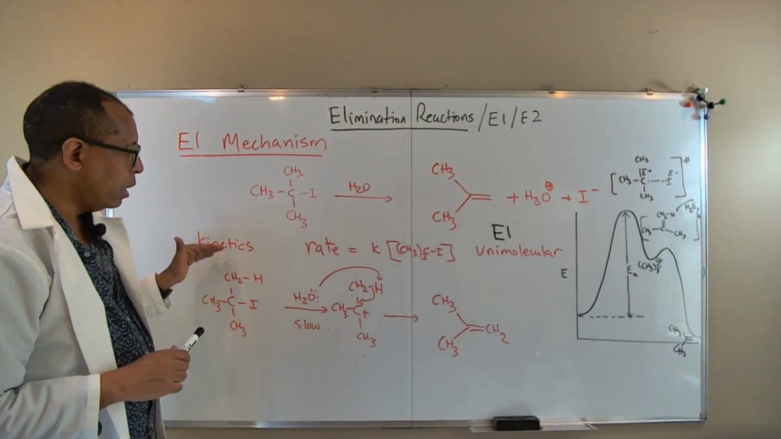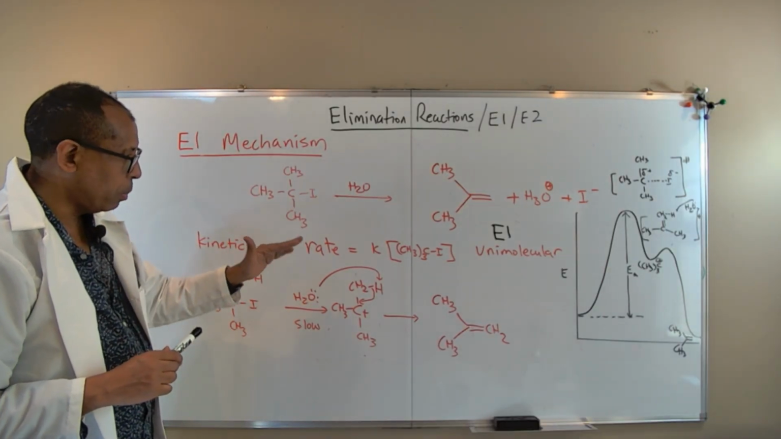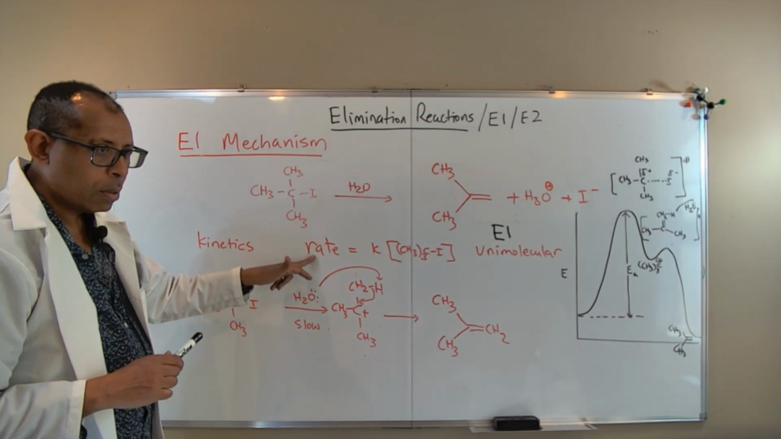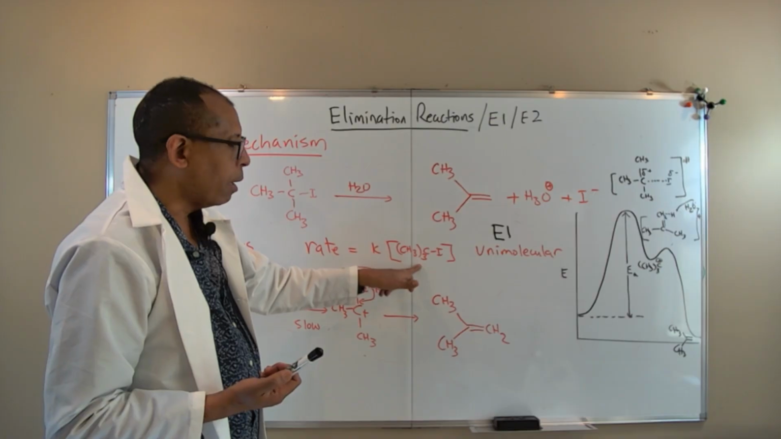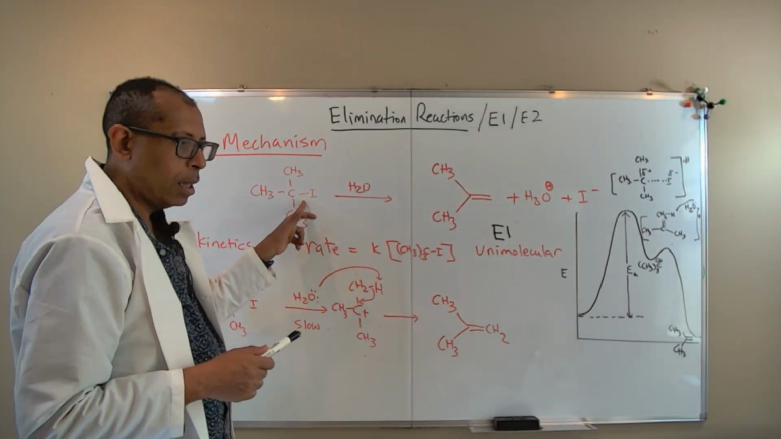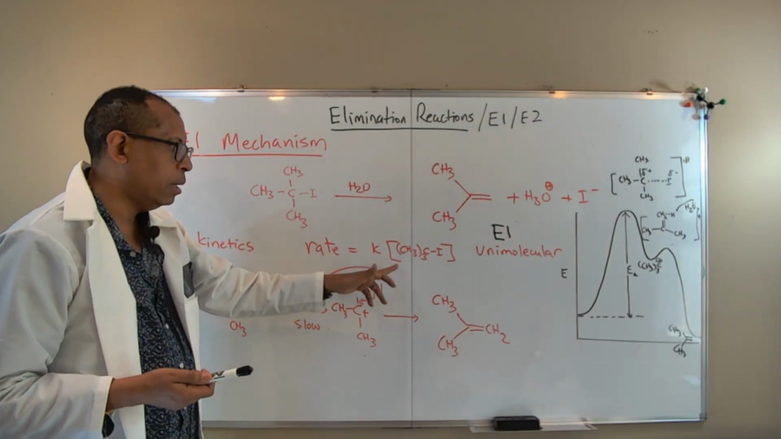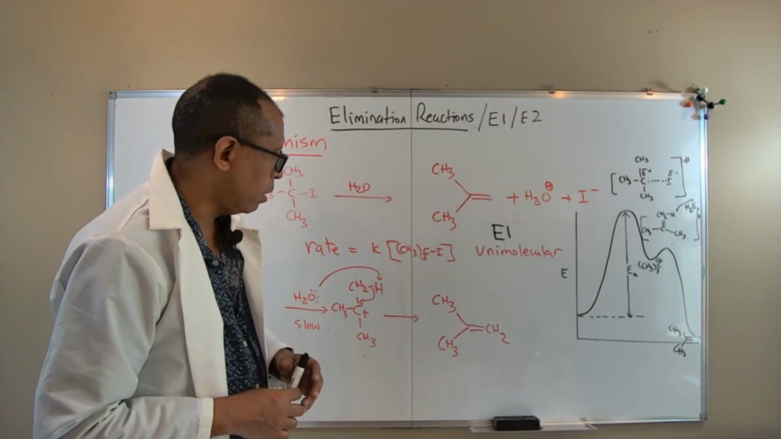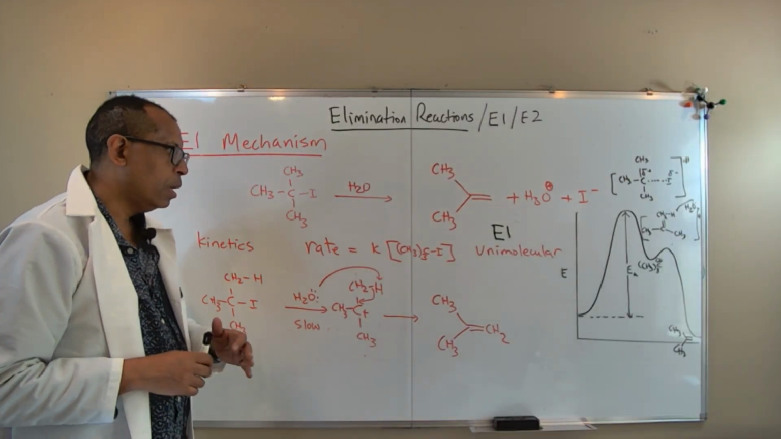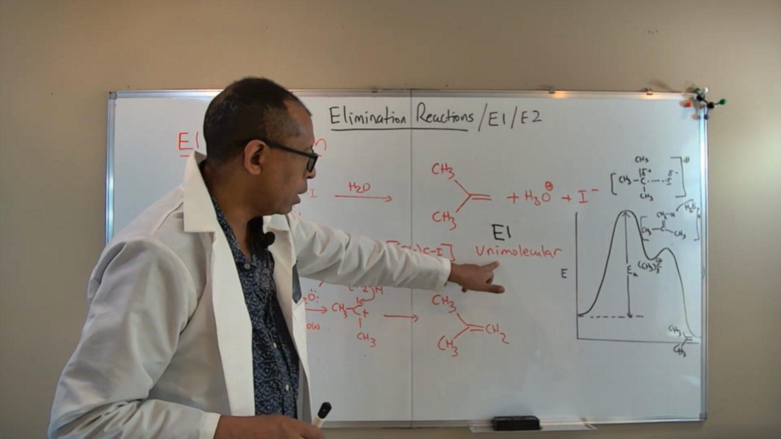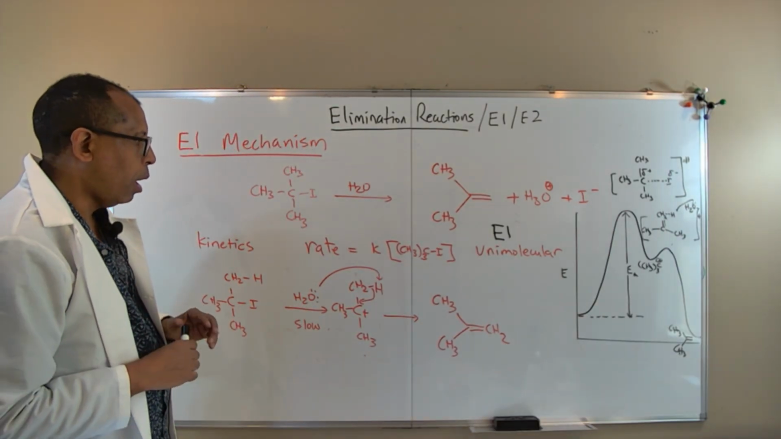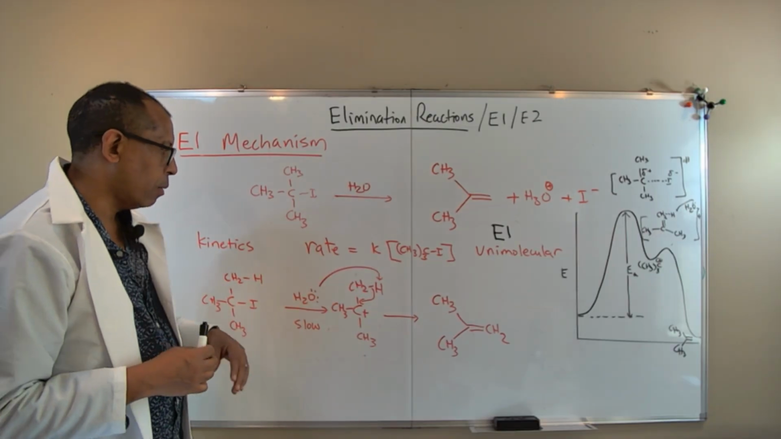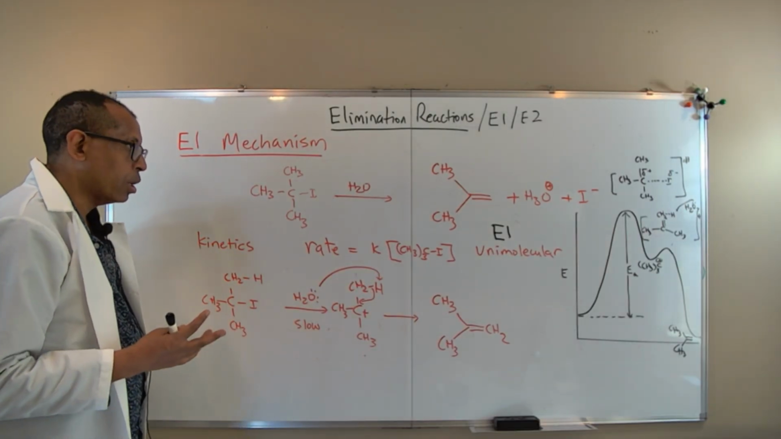So the kinetics, just to remind you again: the rate of the reaction is k, the rate constant, times the concentration of the iodide, the alkyl halide, in this case tertiary butyl iodide. Obviously it's unimolecular, that's why we call it E1, because of the unimolecular nature of the elimination reaction.